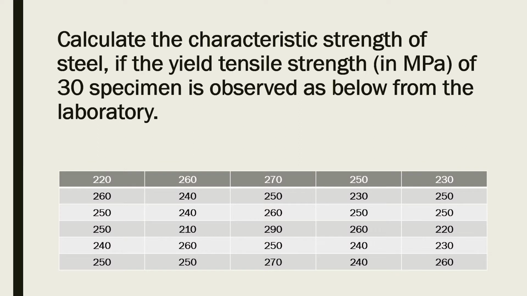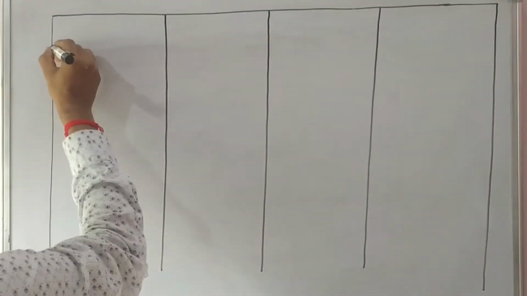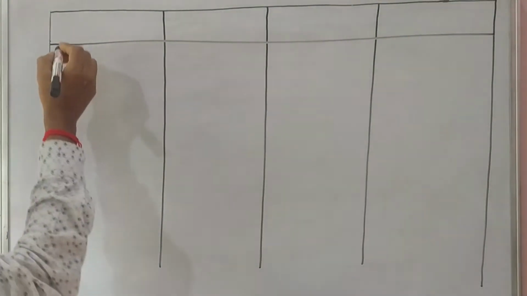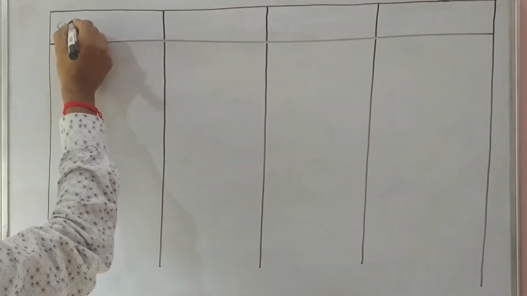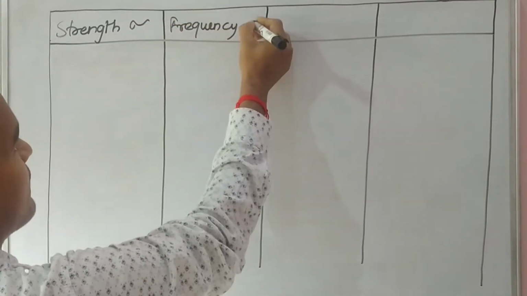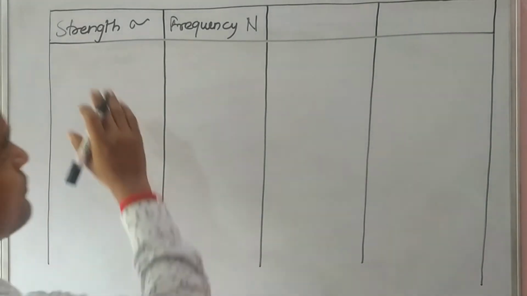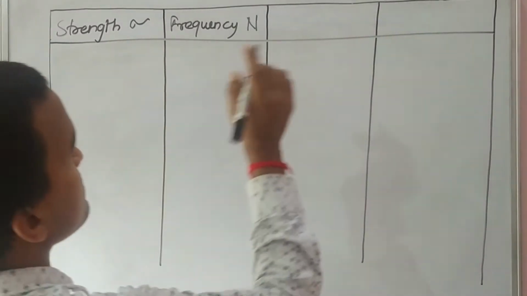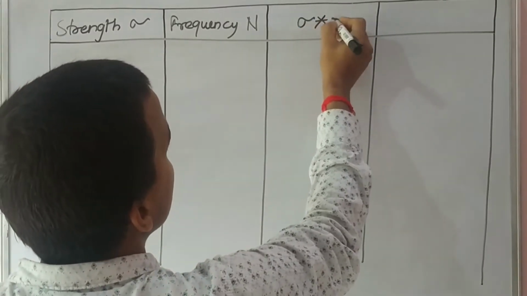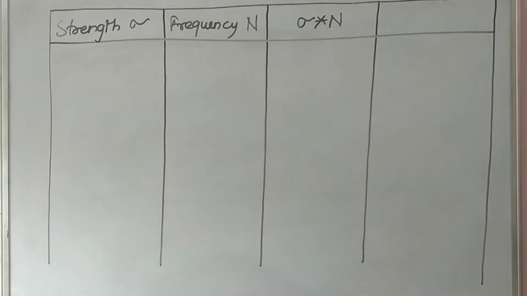So let us solve this problem. It can be solved very easily by making a tabular chart. In the first column we can write strength, sigma, frequency by capital N, and to get the average of all the results we have to multiply strength by frequency, sigma times N. And I leave the last column for the next steps after doing this work.